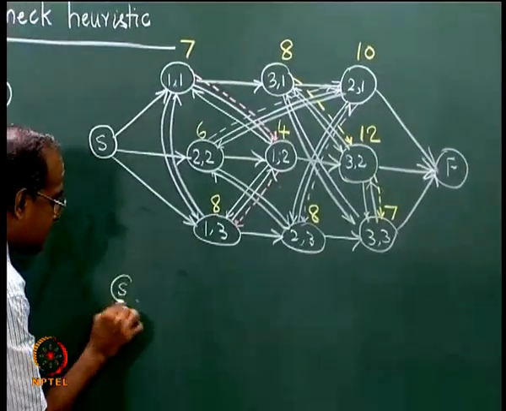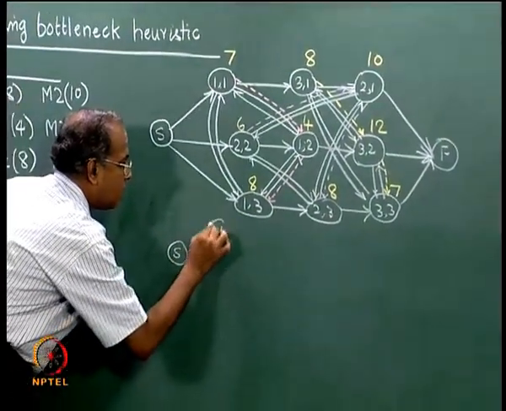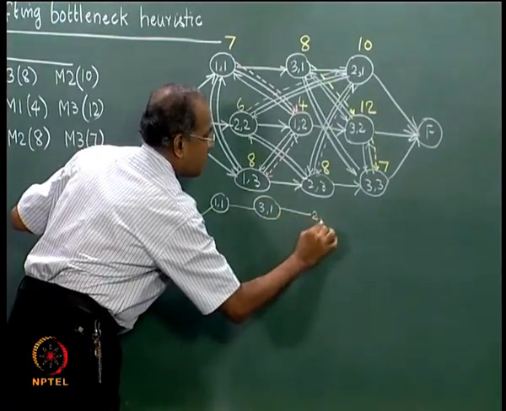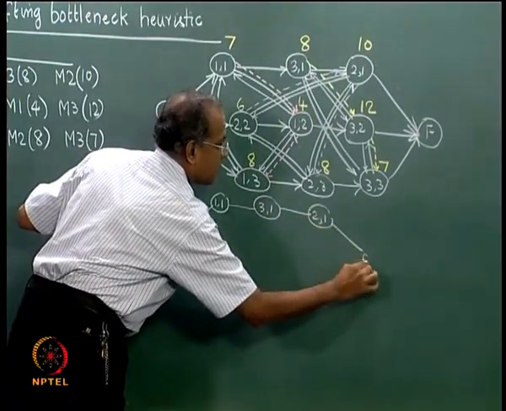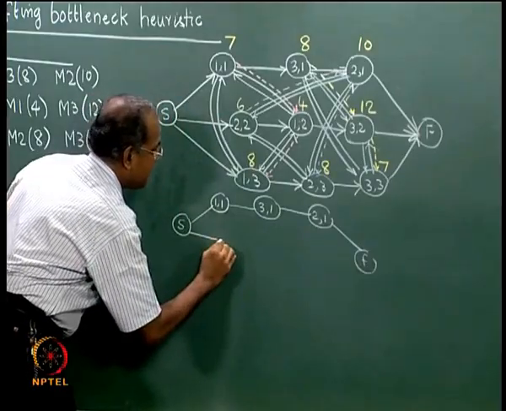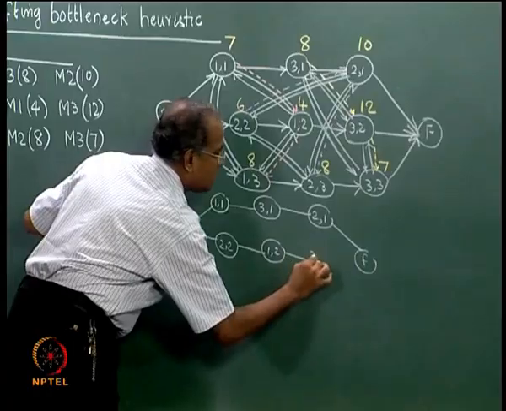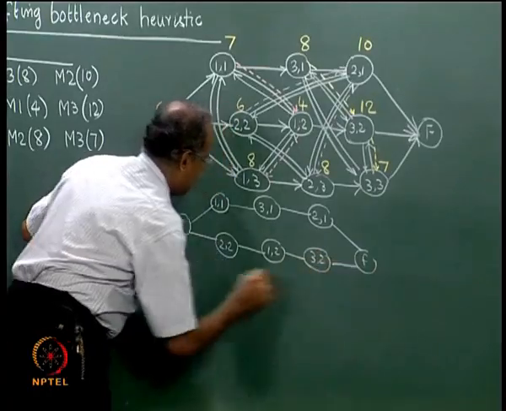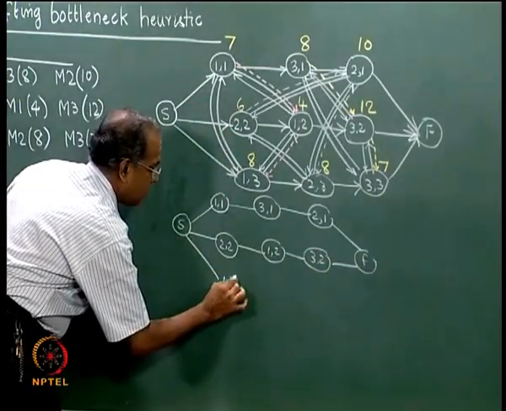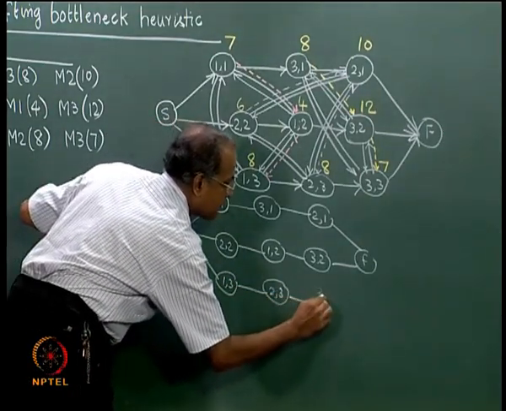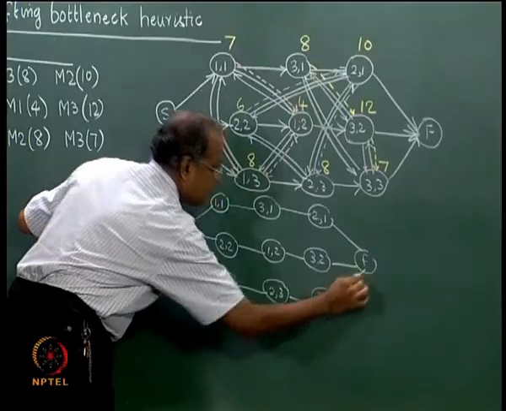So, we have S, 1 1, 3 1, 2 1, F, 2 2, 1 2, 3 2, 1 3, 2 3, 3 3 and F.